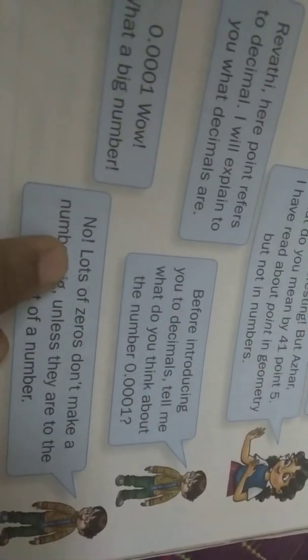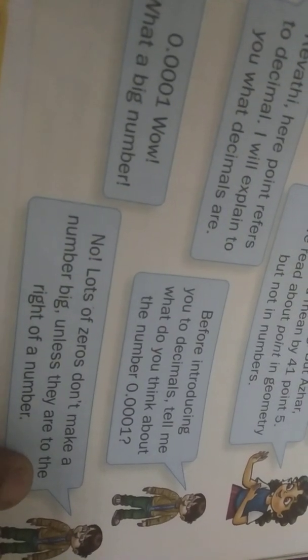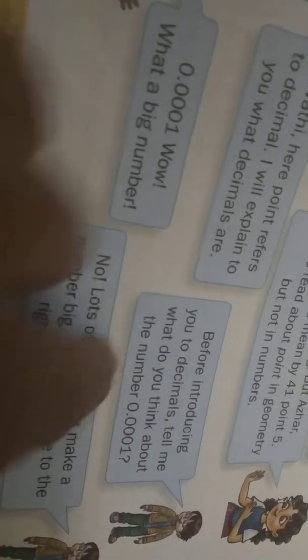I will explain what decimals are. Before introducing you to decimals, tell me what you think about this number: 0.0001. Wow, what a big number. No, lots of zeros don't make a number big unless they are to the left of the number. These zeros are to the right of the number, not to the left of the number. Okay, children, now let us see what decimals are. Turn to page number 160.